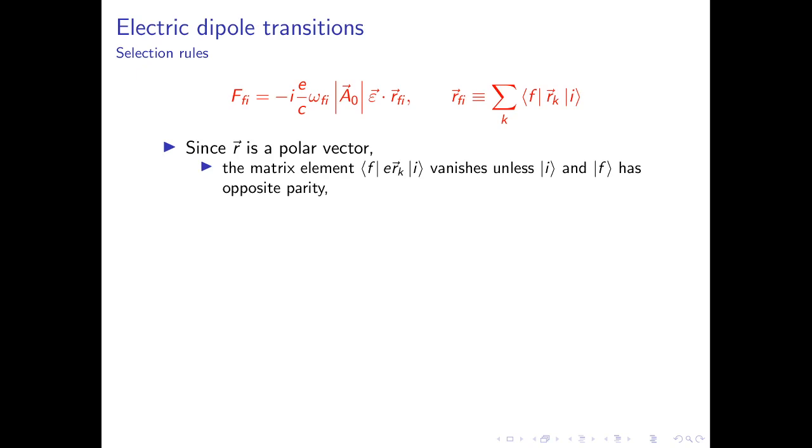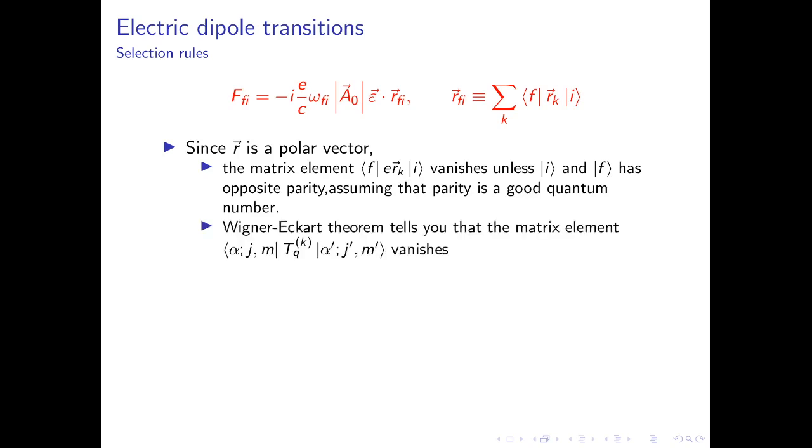The matrix element vanishes, and hence, at least to first order in perturbation theory, remember, whatever we are saying in this lecture is valid only to first order in perturbation theory, but that's a pretty good indicator. The matrix element will vanish unless I and F have opposite parities. Of course, always assuming that parity is a good quantum number, that is, your system has parity symmetry.